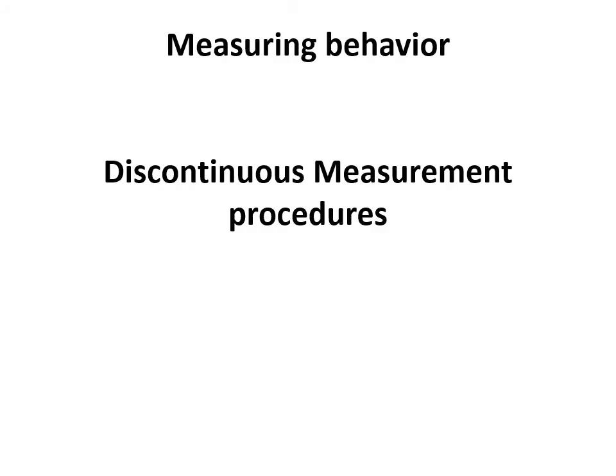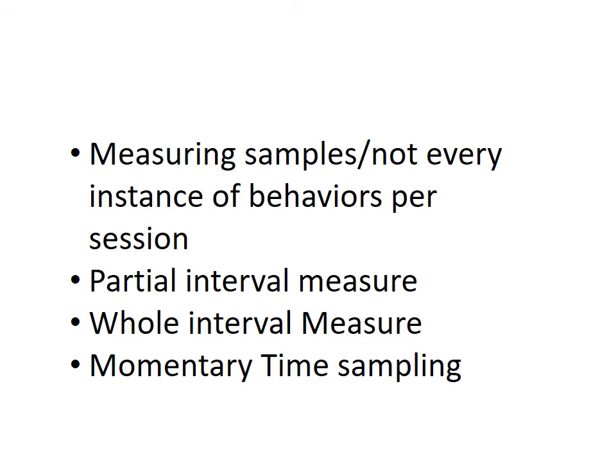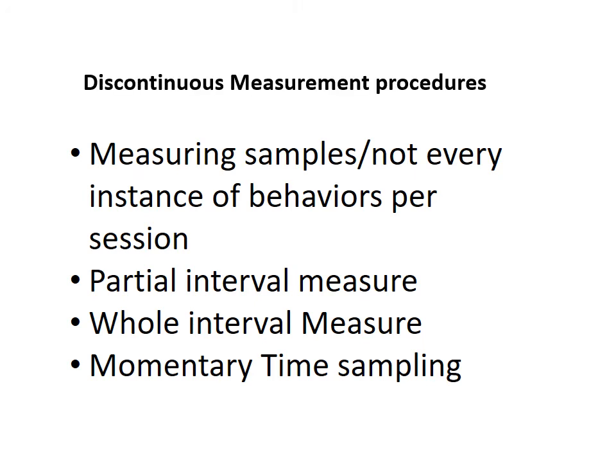Another way of measuring behavior is through discontinuous measurement procedures. Contrast that with continuous measurement procedures. Discontinuous measurement procedures means that we're going to measure samples, or not every instance of the behavior per session. There are 3 primary types of discontinuous measurement procedures: partial interval measures, whole interval measures, and momentary time sampling.